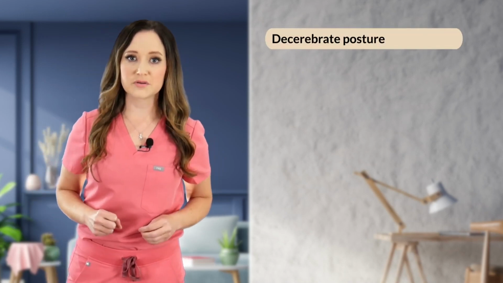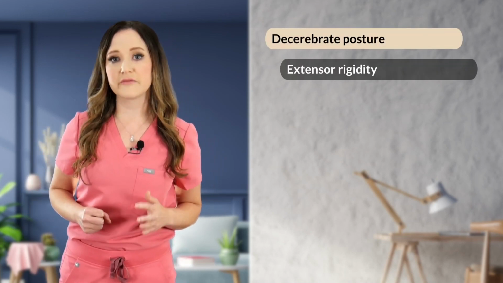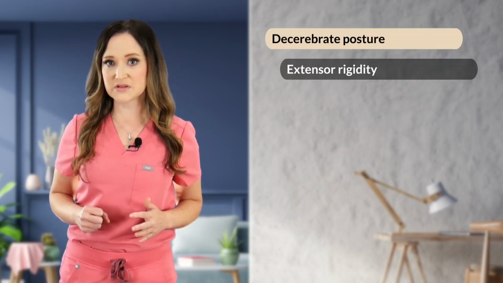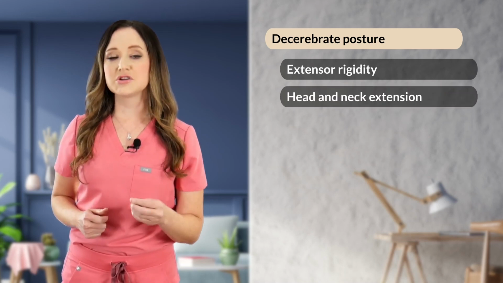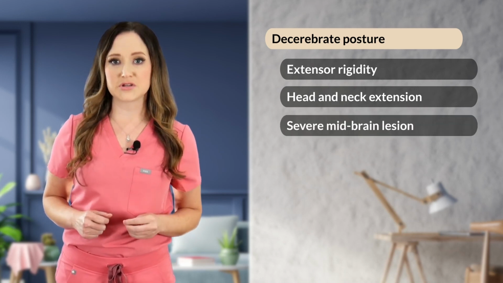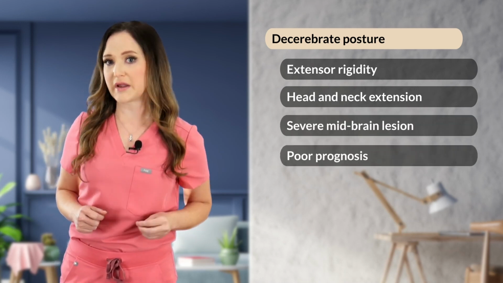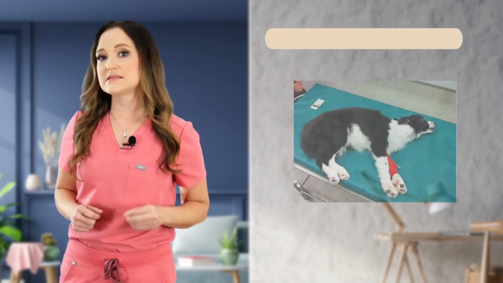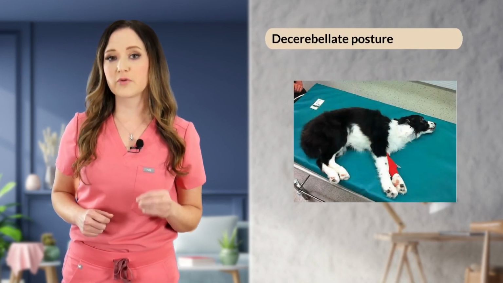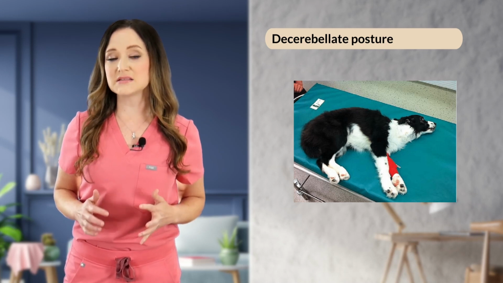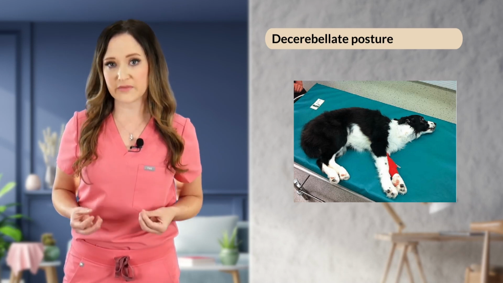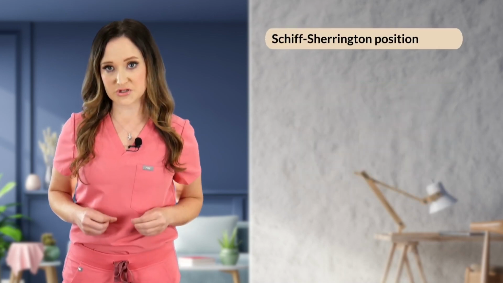Decerebrate posture, or extensor rigidity of the forelimbs and pelvic limbs, with head and neck extension, or opisthotonus, suggests a severe midbrain lesion and indicates a poor to grave prognosis. Decerebellate posture, with forelimb extensor rigidity, head and neck extension, and tucking or flexion of the pelvic limbs, suggests a cerebellar lesion. This is not to be confused with Schiff-Sherrington positioning.